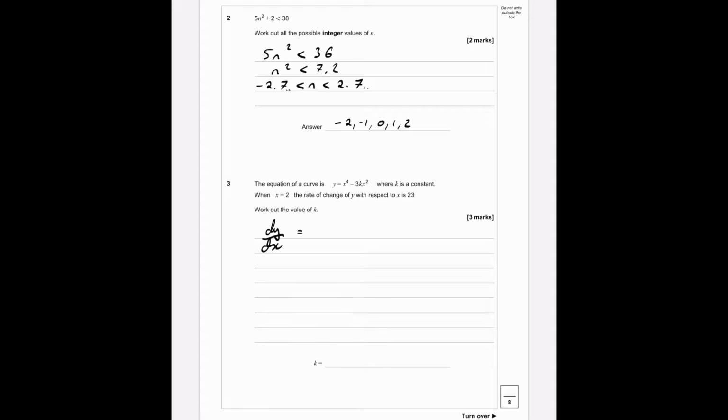For question 3, we want to know when the rate of change is 23, so I'll differentiate. Fairly straightforward. Set the gradient to 23, x is 2, substitute all that in, and we get an equation just in terms of k, and we can solve the equation as you can see there. I'll put the k's onto the left, the non-k's onto the right, divide by 12, 9/12 simplifies to 3/4 or 0.75.